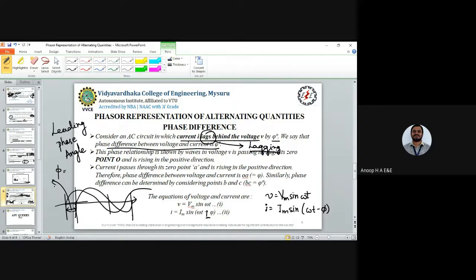Any doubts up to this point regarding the phase angle lead and phase angle lag? Anyone? Do let me know if you have any doubts, before we move on to the next concept of single phase AC circuits, where I'll be showing you the derivation part also. Any doubts? No, sir. Okay then, we'll advance to the next one.